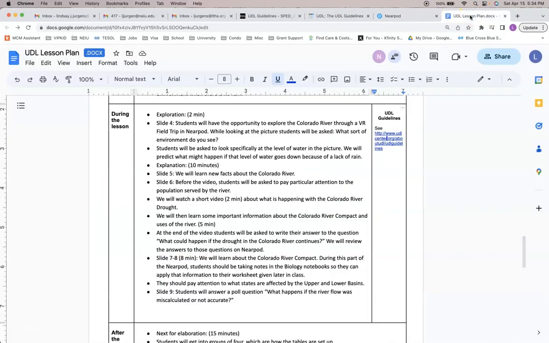If we go to the next slide, we go into facts about the Colorado River. So students are going to be asked to look specifically at the level of water in the picture as they are looking at that and predict what might happen if that level goes down. Next, we get into explanation.